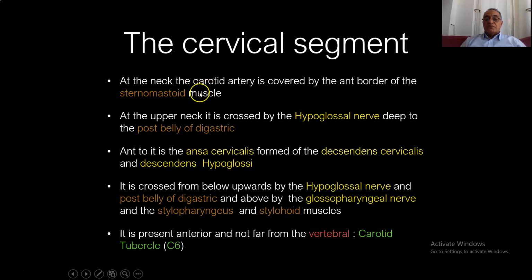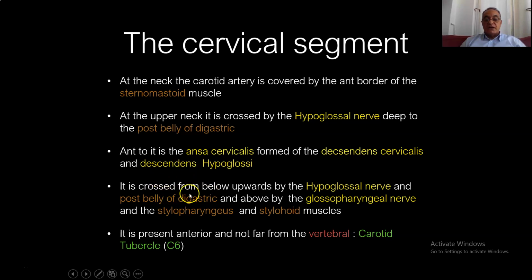Another continuation of the anatomy of the cervical segment. In the neck, the carotid artery is covered by the anterior border of the sternomastoid muscle, so you take the sternomastoid muscle laterally to expose the carotid. At the upper neck, it is crossed by the hypoglossal nerve deep to the posterior belly of digastric. Anterior to it is the ansa cervicalis, formed of the descendens cervicalis from C2, C3, and descendens hypoglossi, also C2, C3, but coming with the hypoglossal nerve, forming a loop in front of the internal carotid artery.